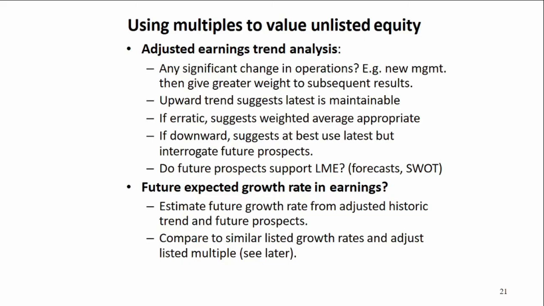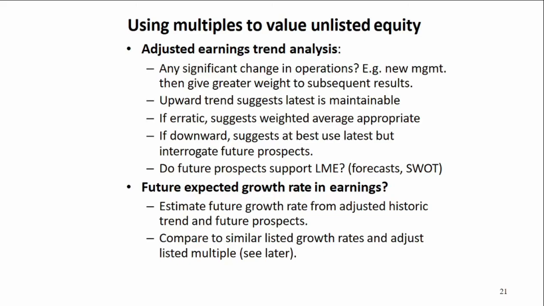If we look at our earnings and there's a downward trend in our earnings, this could be worrying and it could suggest that the latest earnings is not maintainable. Here, it would be important to interrogate the future prospects and to look into the future and to look at the forecast and perform a SWOT analysis. What do the future prospects say? Do the future prospects support the latest maintainable earnings? If they don't, then it will not be appropriate to use that. If they do, then you could use the latest maintainable earnings with caution.